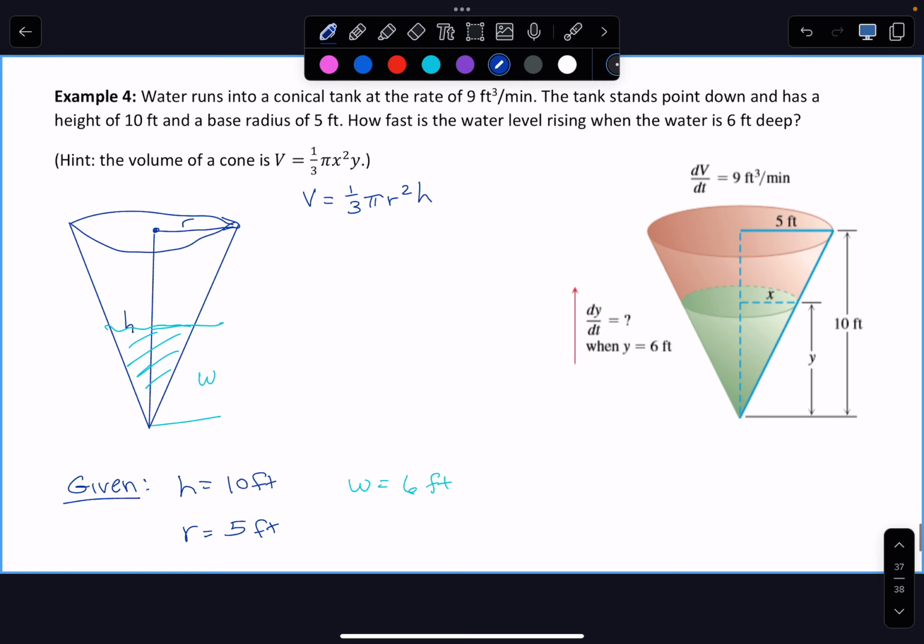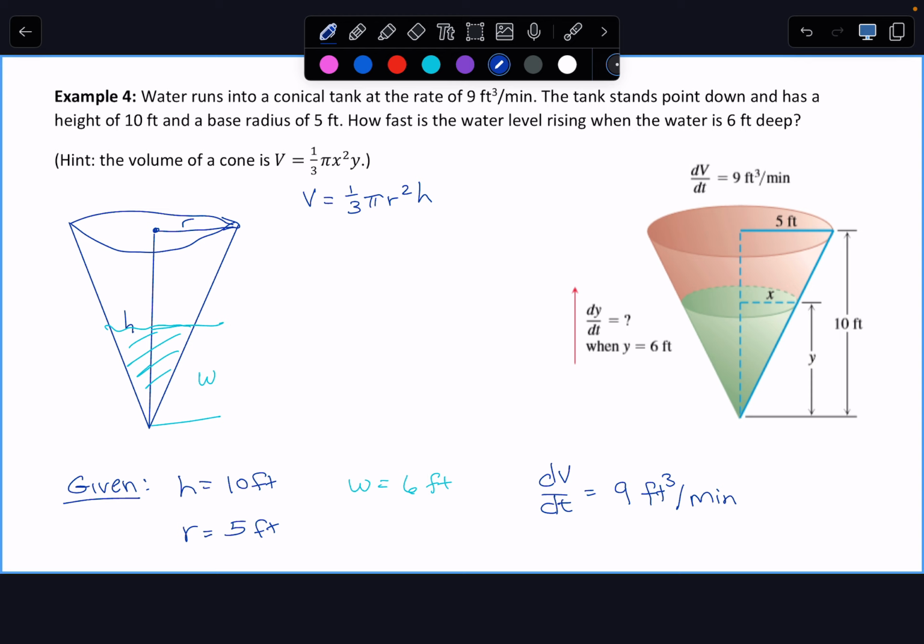We also know one more thing. I'm given at the very beginning that the water's running into the conical tank at a rate of 9 feet cubed per minute. What's that telling me? How fast it's filling, but it's a what? What's it a measurement of? Change of volume, right. So I know that that's going to be dV/dt is equal to 9 feet cubed per minute.